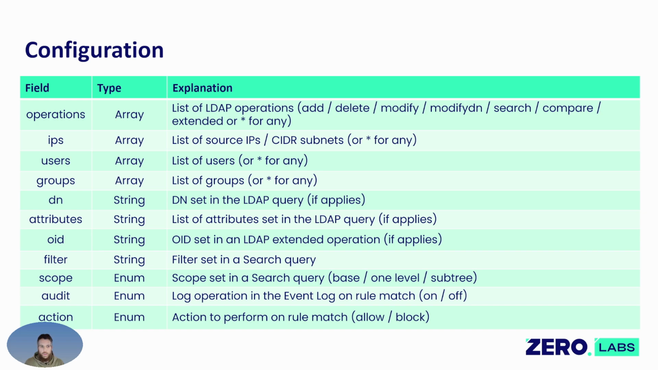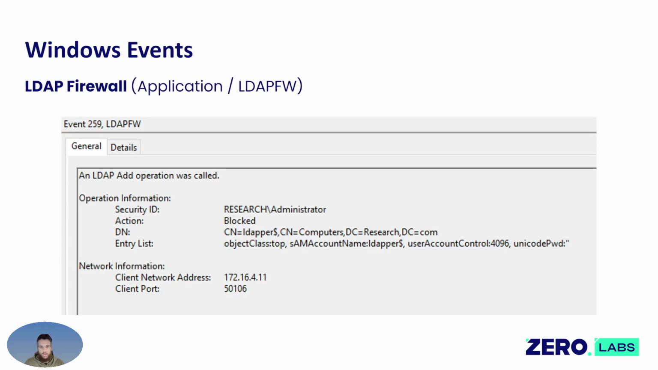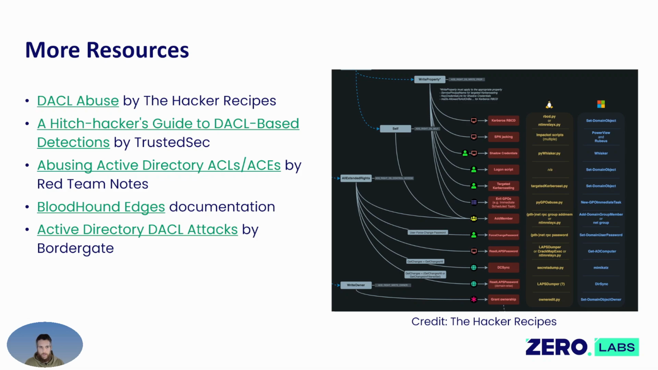And after everything's running and configured, we'll start getting logs in our Windows event log. So here, for example, at the top, we get what type of operation happened. In this case, it's an LDAP add operation to add a new object. On the bottom, we have the network information, so which IP performed this operation. And we have our users. In this case, it's an administrator user that tried to add a new computer, and it was blocked because of our configuration.